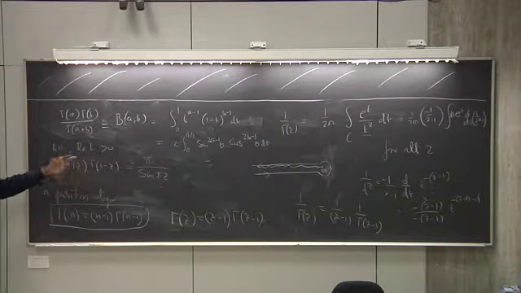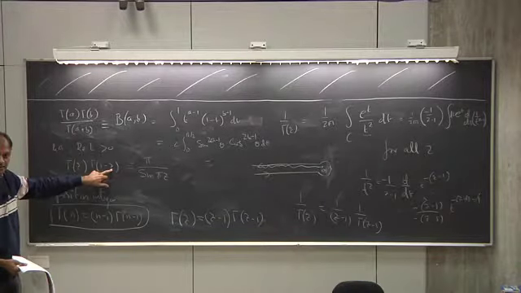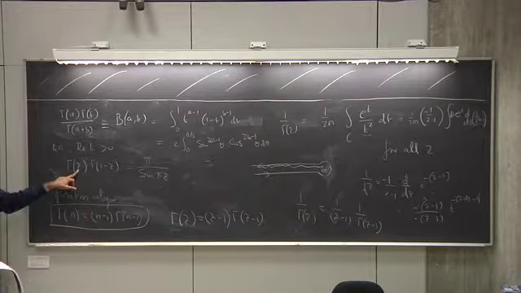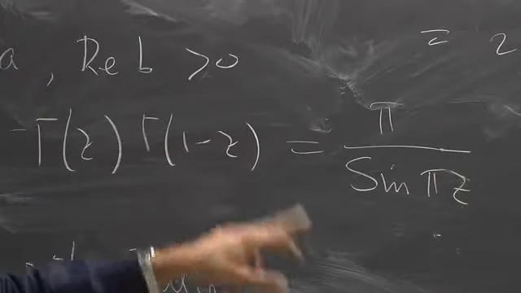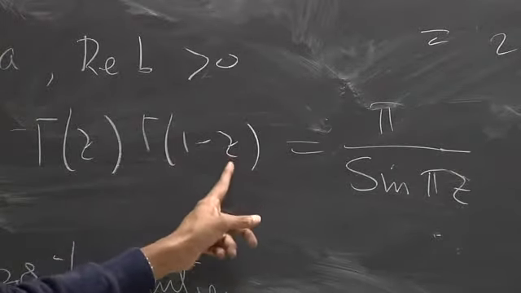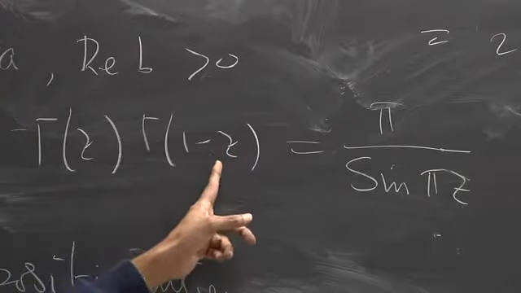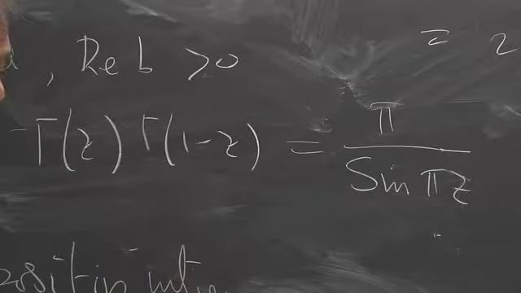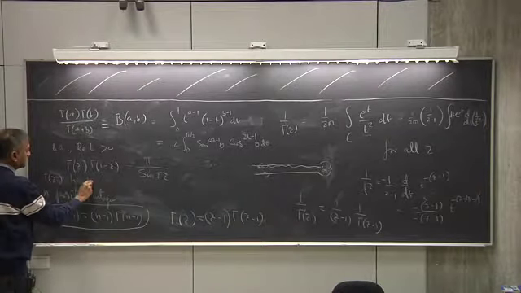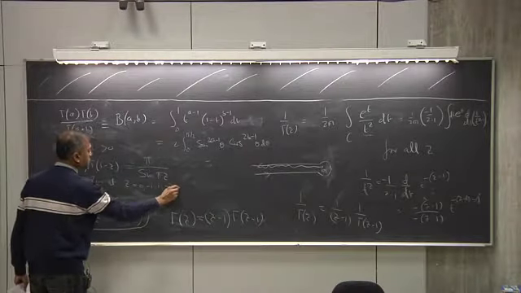So if you take z equal to a positive integer, say n, then you have gamma n times gamma 1 minus n, and that is infinite here. But gamma n is not infinite. So what we are saying is gamma 1 minus n is infinite whenever n is a positive integer. For example, when n equals 1, gamma of 0 must be infinite, gamma of minus 1 must be infinite, and so on. So gamma of z has poles at z equal to 0, minus 1, minus 2, etc.